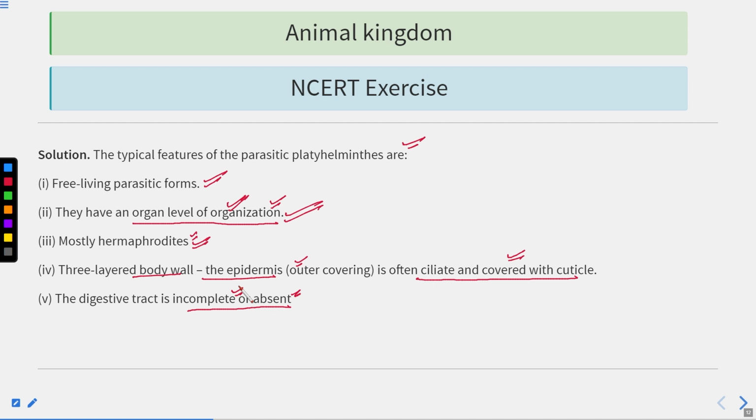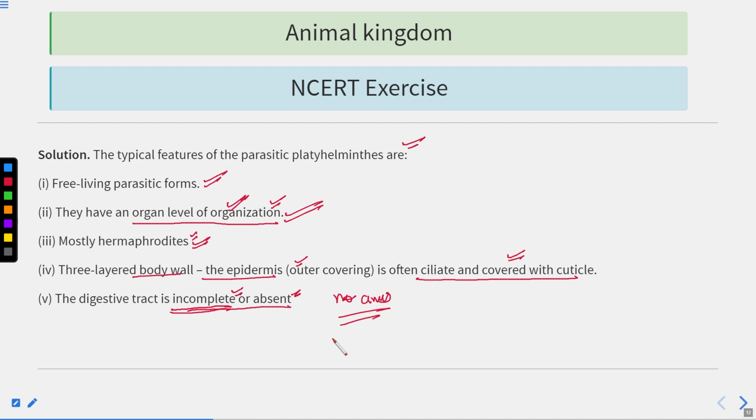So they are taking full nutrient from the host body, right? And the other important thing, incomplete. Why is it called incomplete? Because they have just one opening, no anus. No anus is there, right? So they are taking the complete digested food from the tract in which they are living, okay?